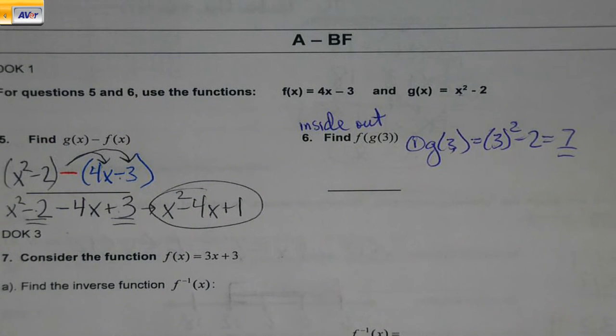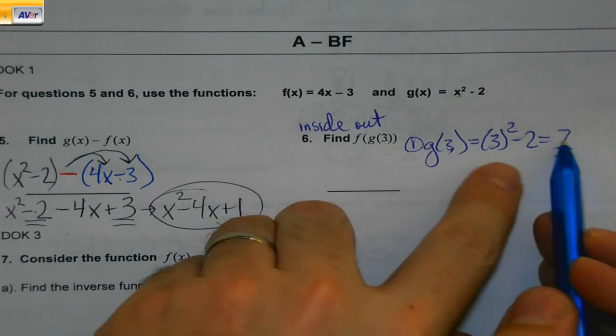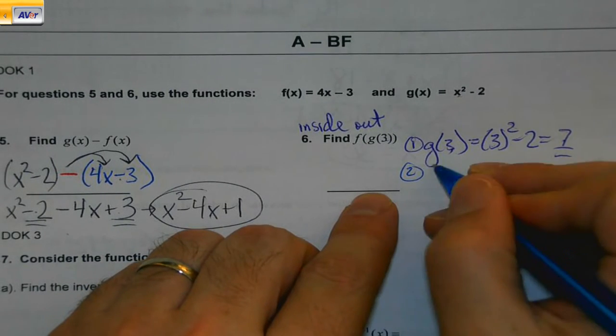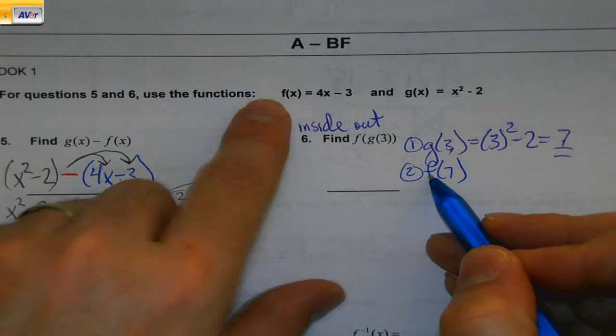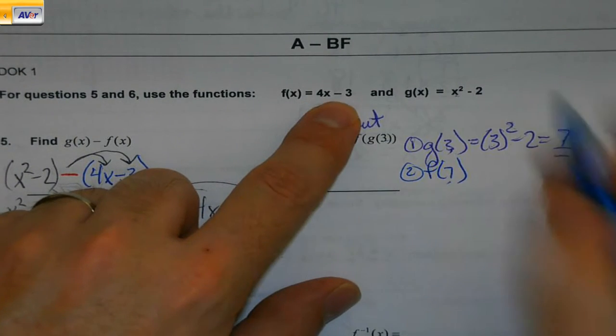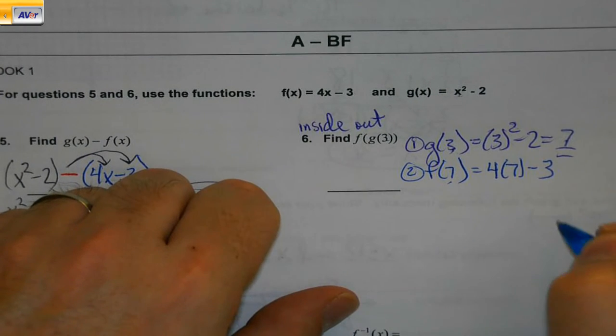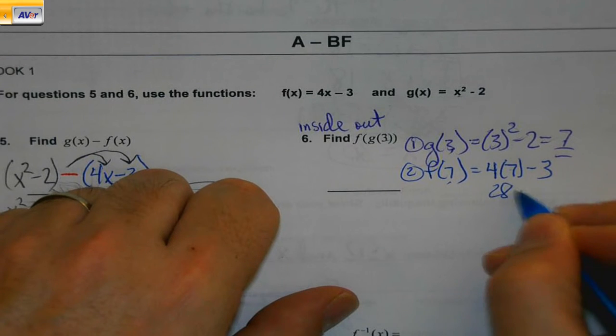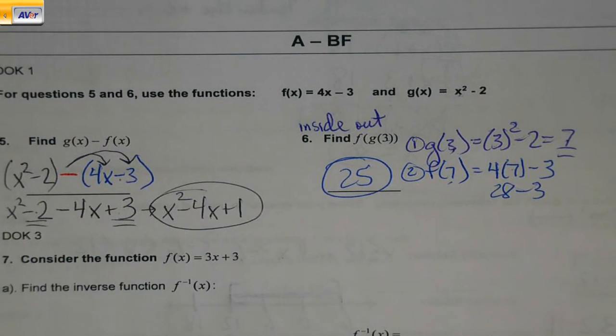And then, okay, since I know that this value is now 7, I replace the g of 3 with 7 in the parentheses. And now I use my f function, and I plug the 7 in there. 4 times 7 is 28. Minus 3 is 25. So 2 steps there. Inner one first, get an answer. Work your way out to the one on the outside.